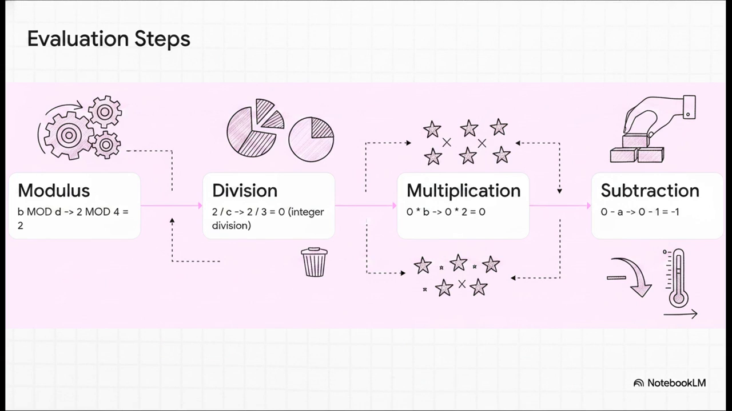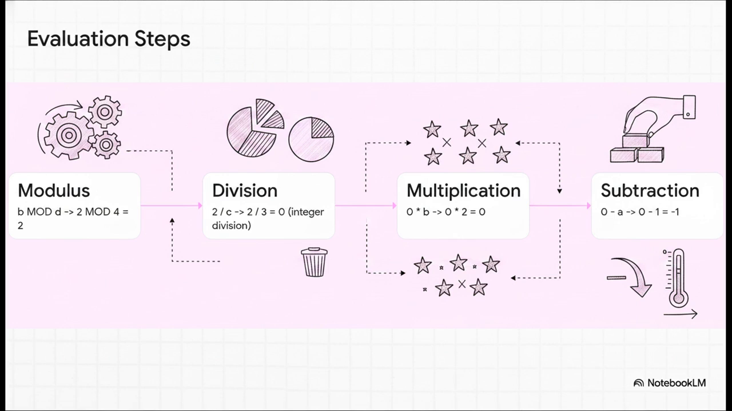Let's walk through this exactly as the computer does. We start scanning the right side of the equal sign. We spot modulus, division, and multiplication. They all share the exact same precedence level, so we process them strictly left to right. Step 1, b mod d, which translates to 2 mod 4. As we learned earlier, 4 goes into 2 0 times with a remainder of 2, so the result is 2.